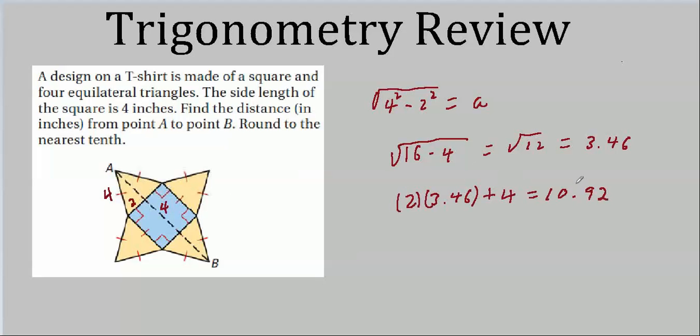So if you got 11, I'd say you were basically right. I mean, you could have just rounded this off to 3.5, doubled it, got 7, added it to 4, and got 11. I don't know. 10.9, this is round to the nearest tenth, so your absolutely 100% totally correct answer would be 10.9. But if it was me, I'd give you full credit for 11. What's the big deal?